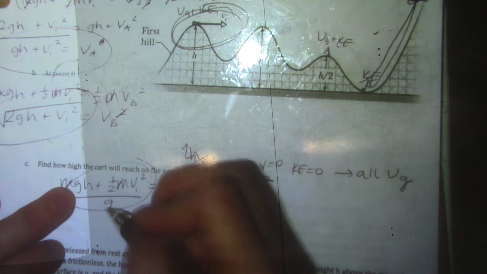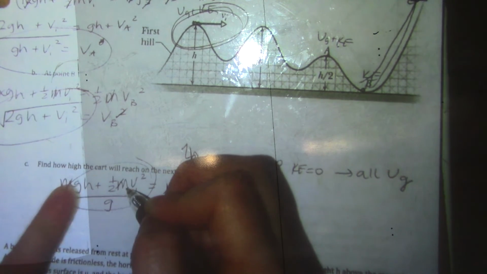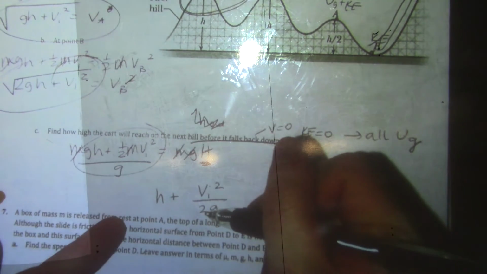Some people said G over G, cross out. Okay, you can cross it out for this term, but it's still over G here. That would be the same as H plus vi squared over 2g. 1/2 is the same as dividing by 2. You can leave it like this or rewrite it like this.